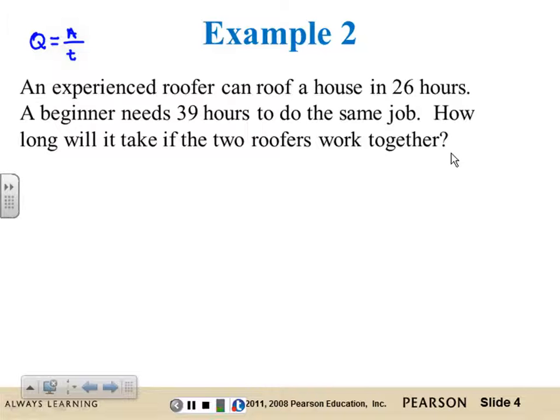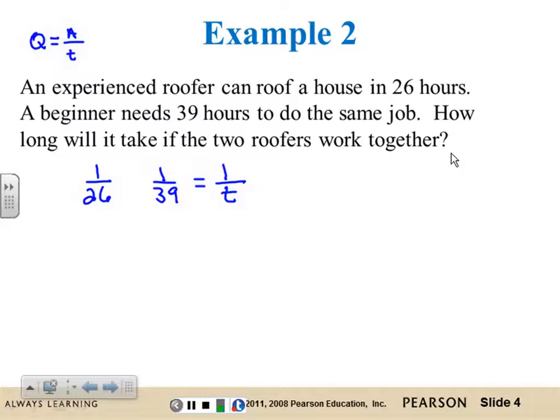An experienced roofer can roof a house in 26 hours. So we're talking about one roof in 26 hours. That's for the experienced roofer. And then we have a beginner roofer who can do the same roof in 39 hours. And so the question is, how long will it take if the two roofers work together? So we want to know, how long will it take to do that one roof if they work together?